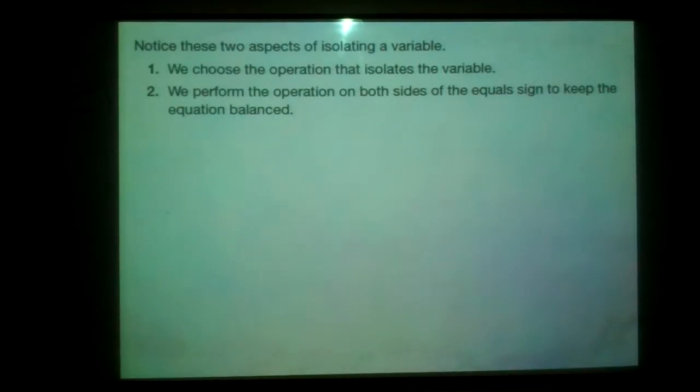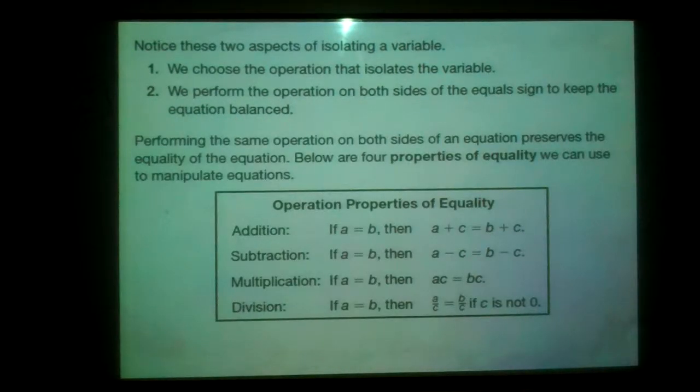Alright, so here are the two main things when we isolate a variable. We choose the operation that will isolate the variable, and then we perform that operation on both sides of the equal sign to keep the equation balanced. So here are some operations that we have here.